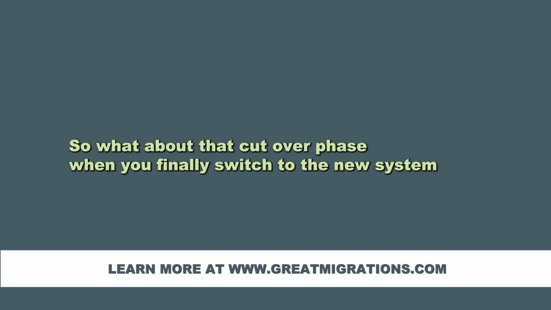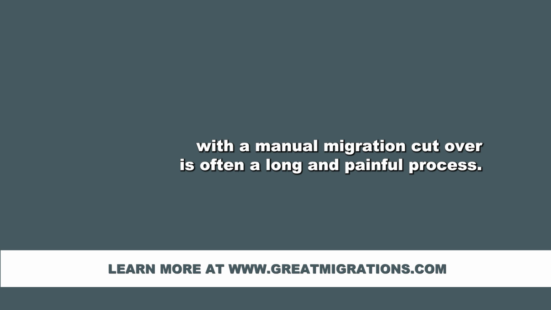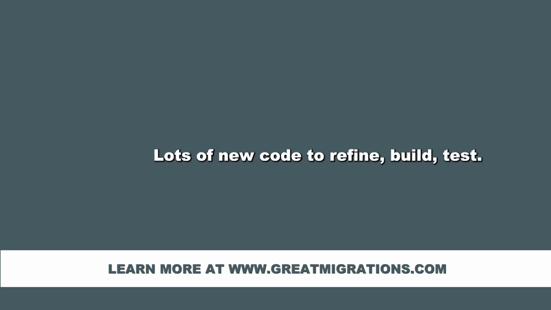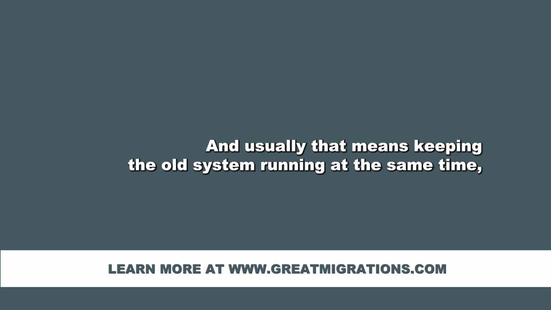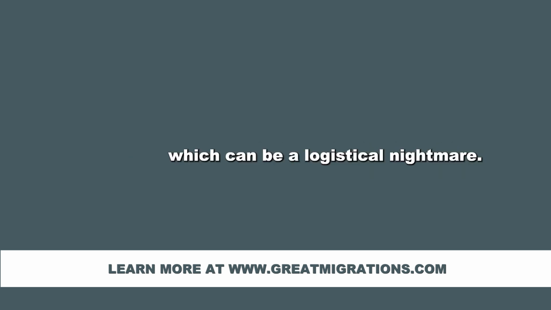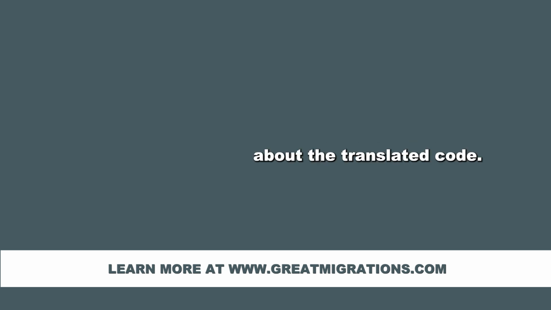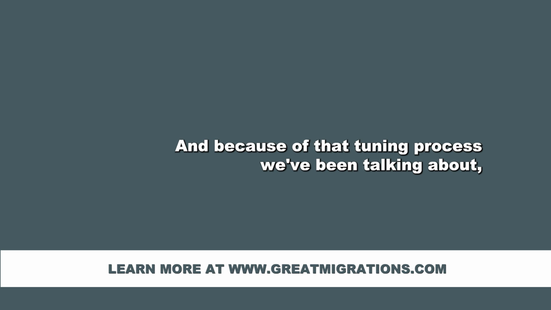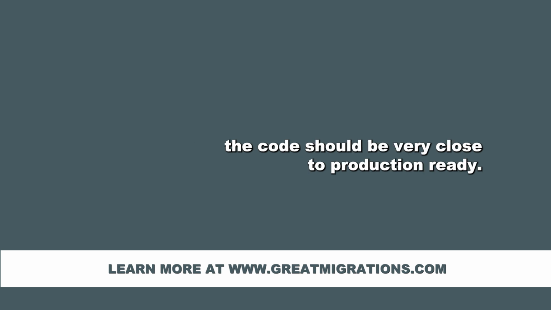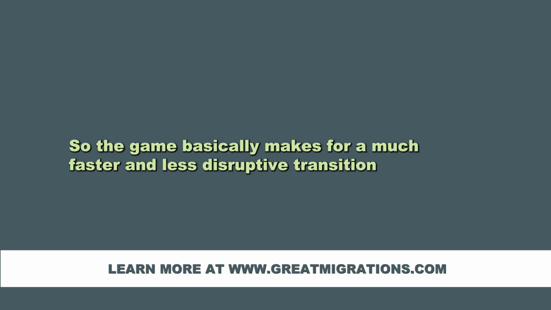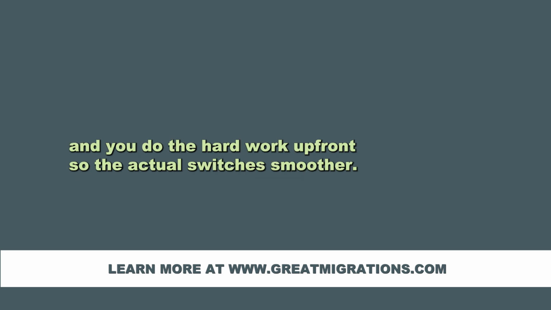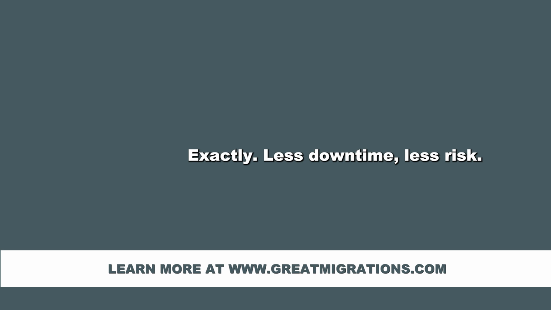So what about that cutover phase, when you finally switch to the new system? With a manual migration, cutover is often a long and painful process. Lots of new code to refine, build, test. And usually that means keeping the old system running at the same time, which can be a logistical nightmare. But with the GMM, cutover happens when your team feels confident about the translated code. And because of that tuning process we've been talking about, the code should be very close to production ready. So the GMM basically makes for a much faster and less disruptive transition. You do the hard work up front so the actual switch is smoother. Exactly. Less downtime, less risk.